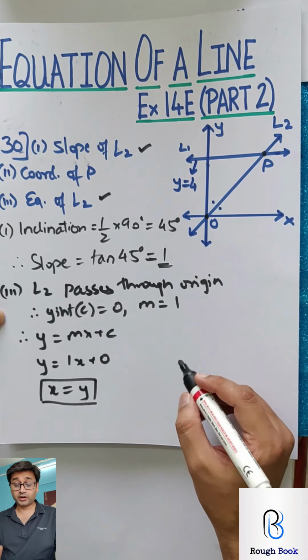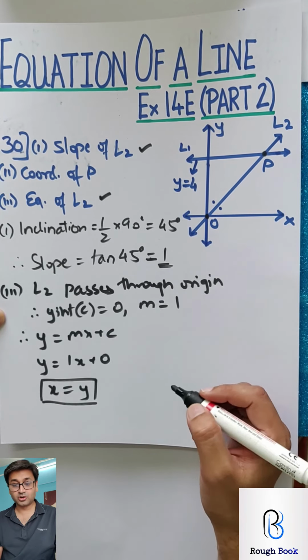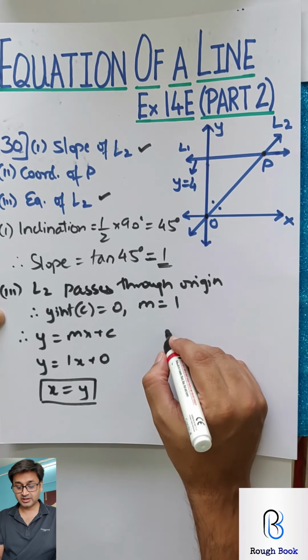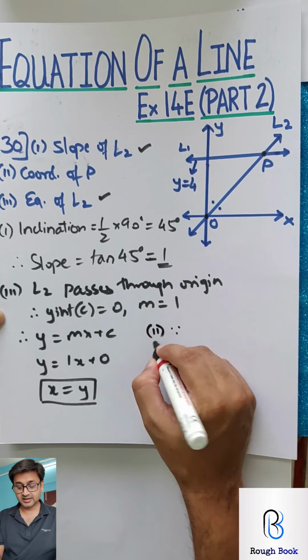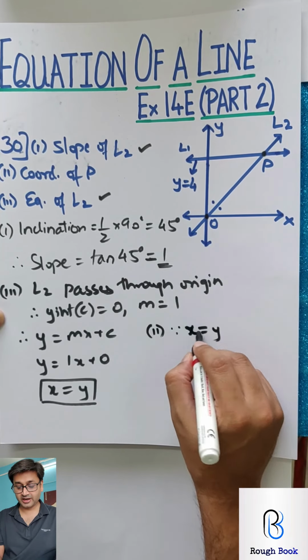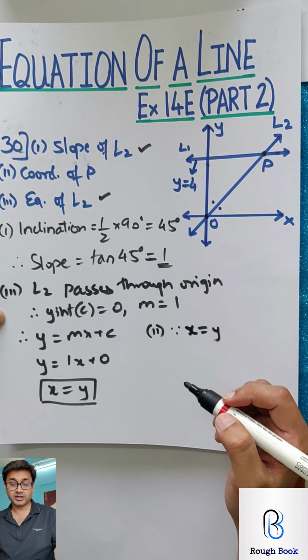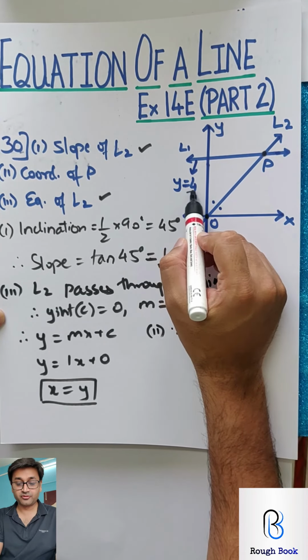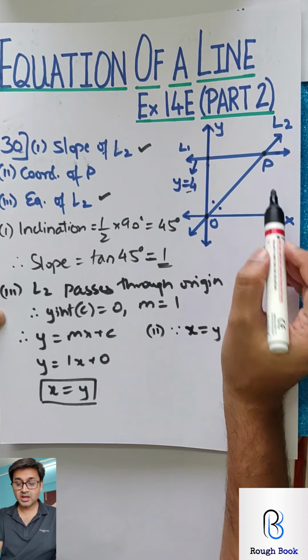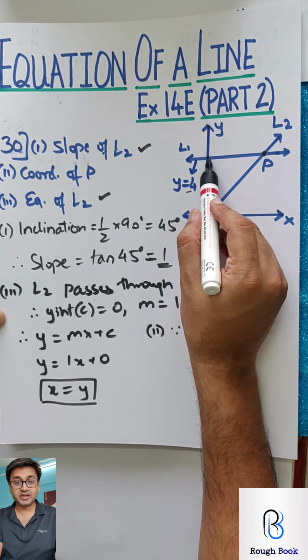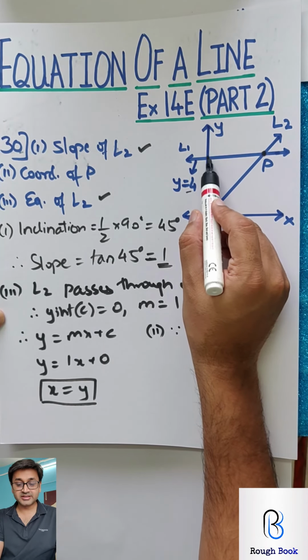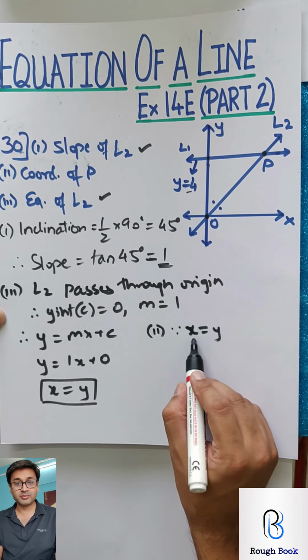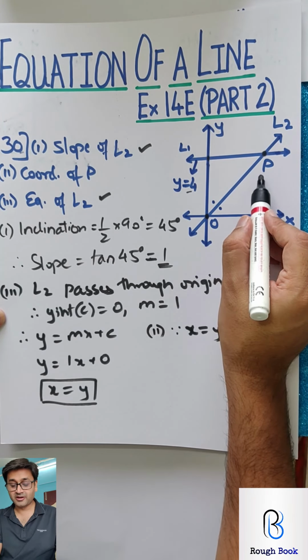And now how to get the coordinates of P. Now x is equal to y for this line. How much y is, we don't know yet. Now see, P lies on L1, which is y is equal to 4. That means this is 4. So point P obviously will be hitting at 4 only. So if y is 4, x also will be 4. So P is going to be (4, 4).